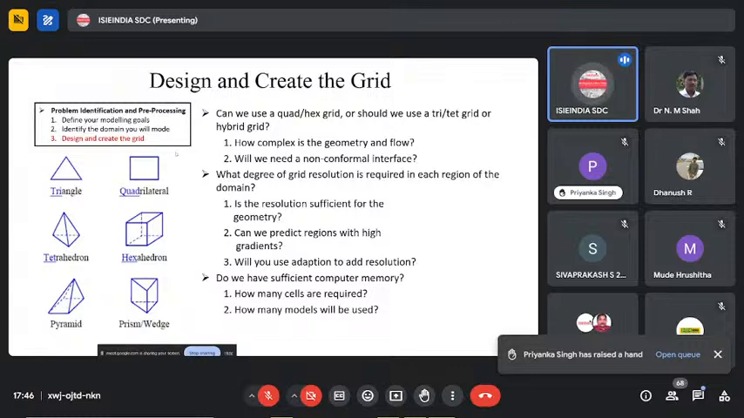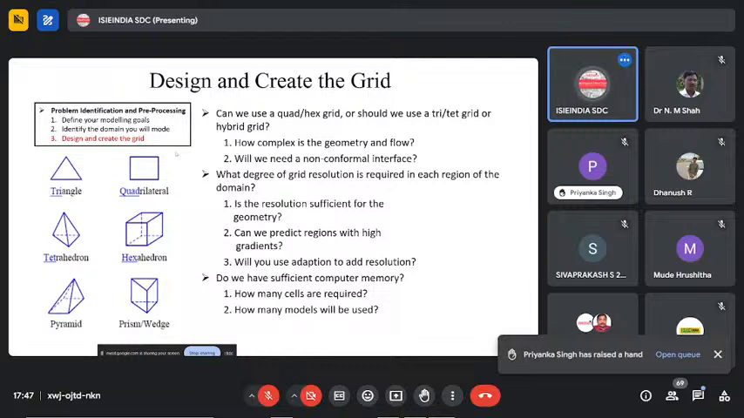So we need to decide whether to use a fine grid or a coarser grid, since that determines whether we will get the result accurately or not.